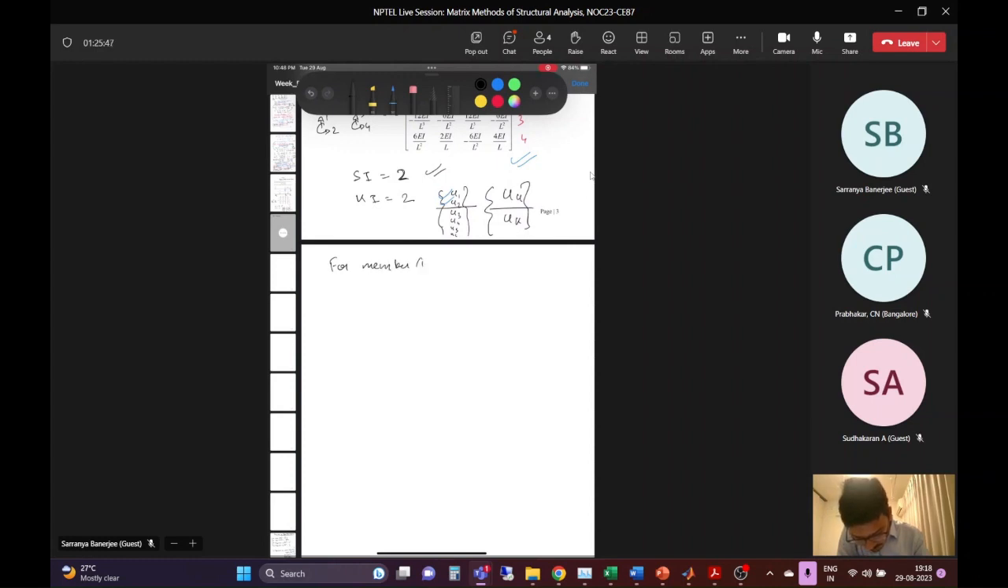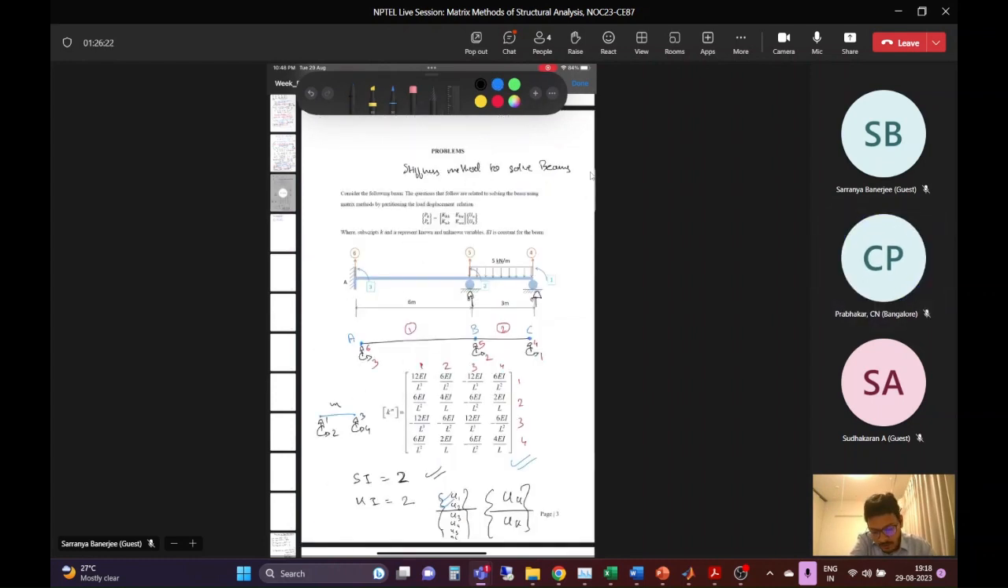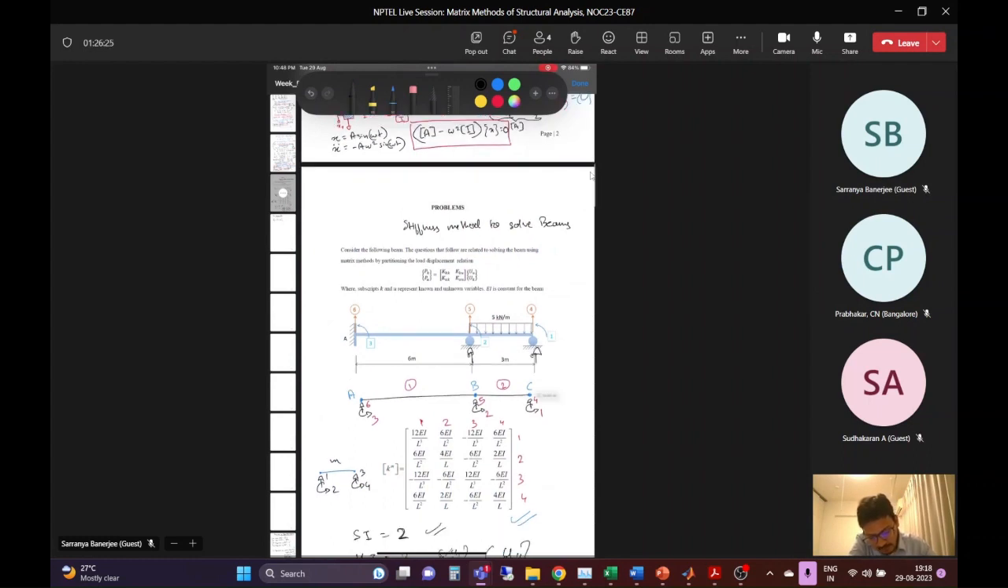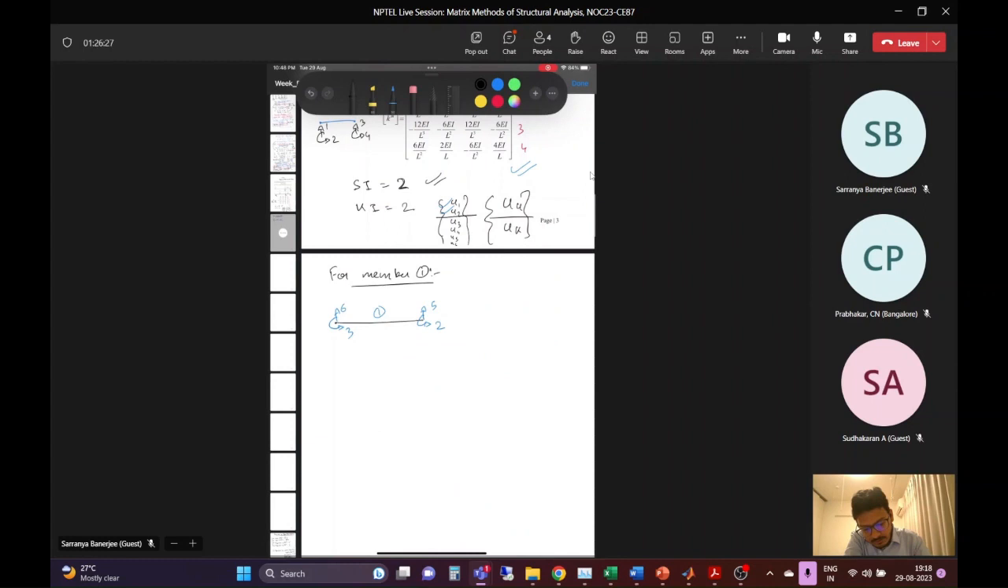For member 1, we have the member 1 like this. I will just write it down and you all will correlate. These are the degrees of freedom for the different members. Okay? So what is L? L is 6 meter for member 1. L equals 6 meter.